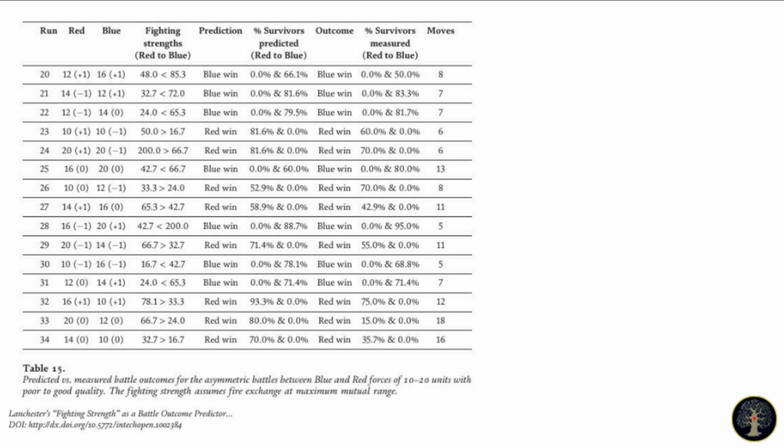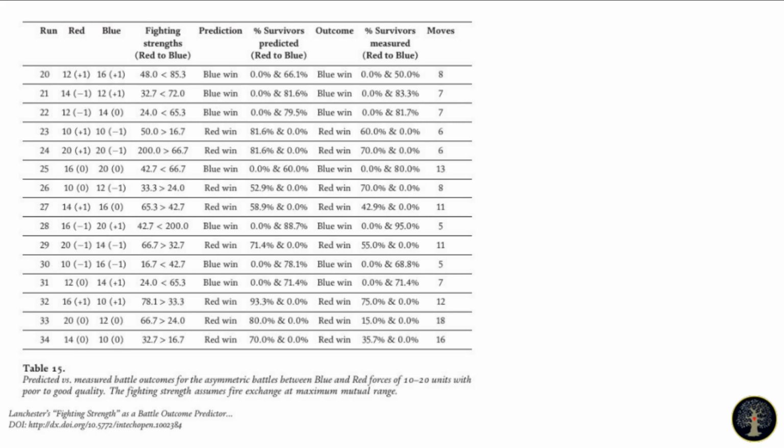We now look at further asymmetric battles. In these battles, the tactics were a simple firefight with no tactical finesse. Red and blue have randomly assigned troop numbers from 10 to 20 and troop qualities from good, average and poor, as shown in this table.